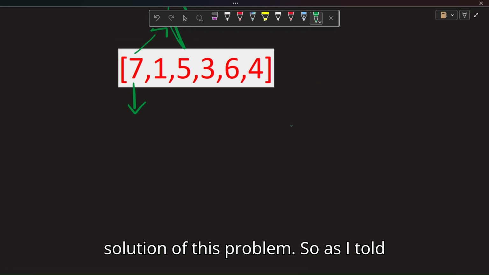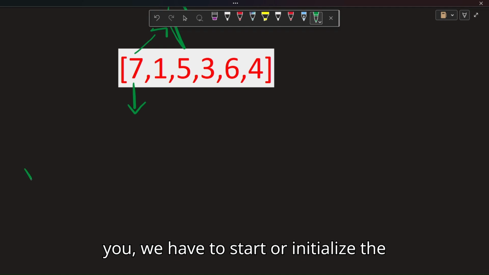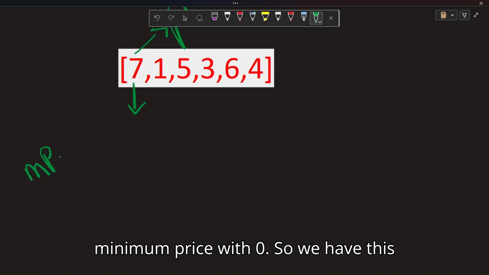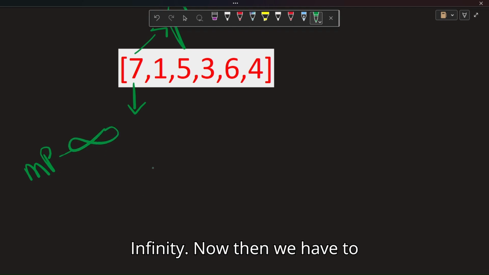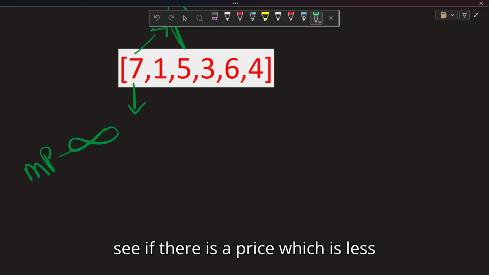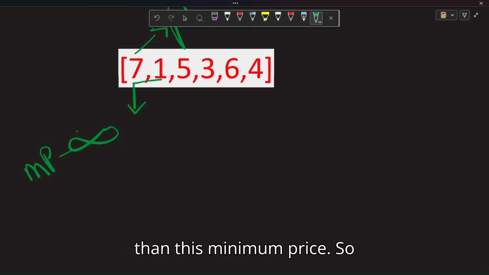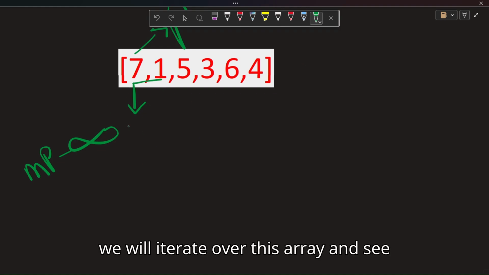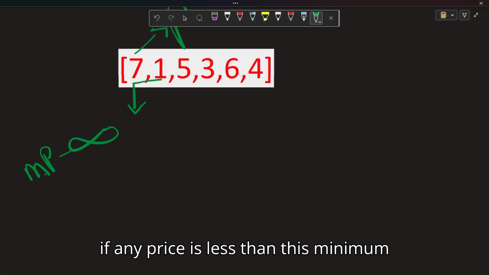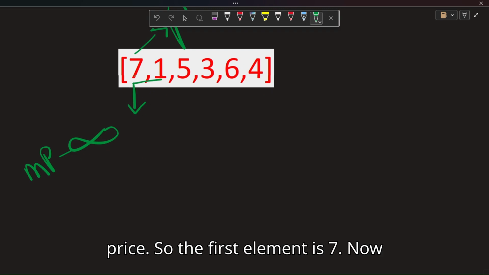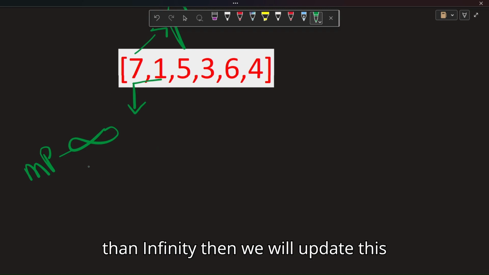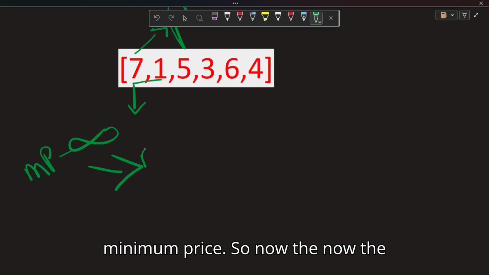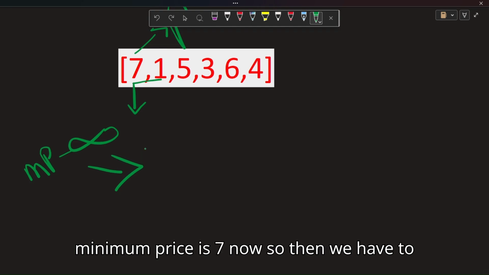As I told you, we have to initialize the minimum price with infinity. So our minimum price is infinity now. Then we have to see if there is a price which is less than this minimum price. So we will iterate over this array and see if any price is less than the minimum price. The first element is 7. Obviously every element in this array is less than infinity, so 7 is less than infinity. Then we will update the minimum price. So now the minimum price is 7.